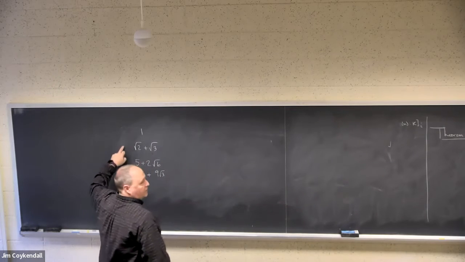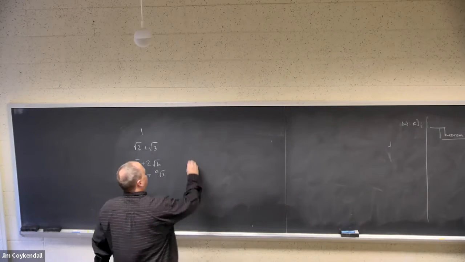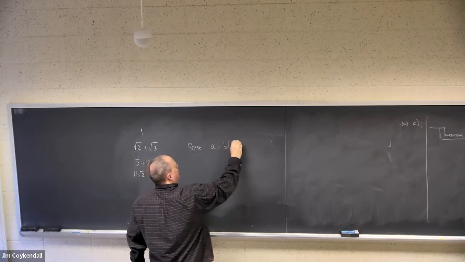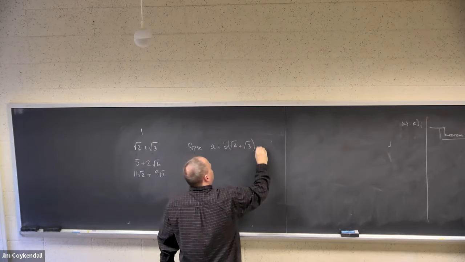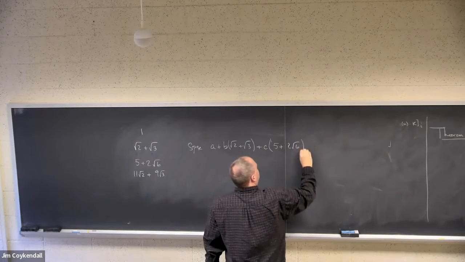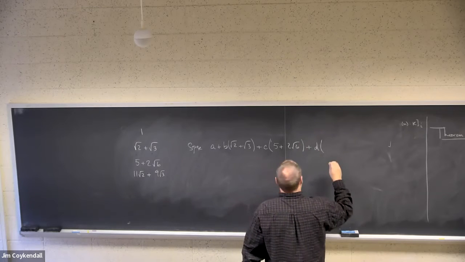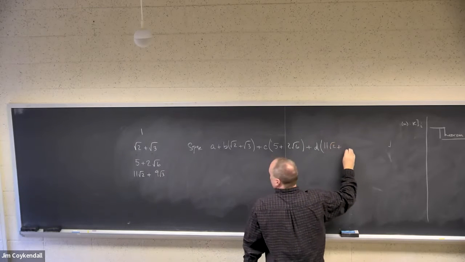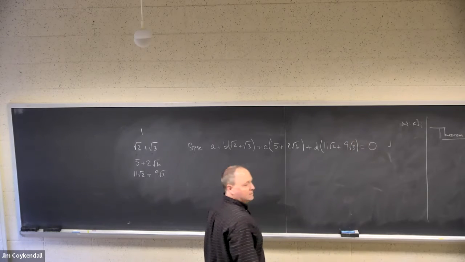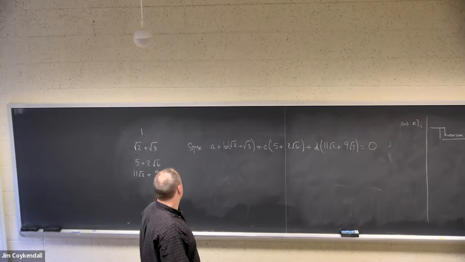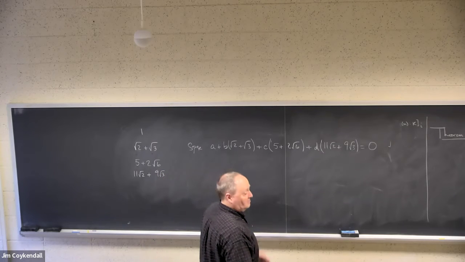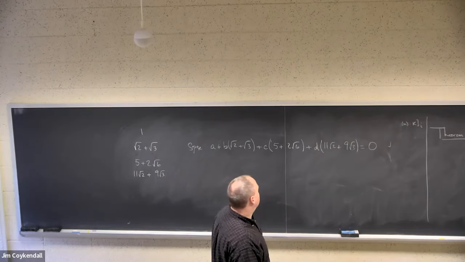So I claim that this is a linearly independent set. So suppose A plus B radical 2 plus radical 3 plus C times 5 plus 2 radical 6 plus D times 11 radical 2 plus 9 radical 3 is equal to 0. Right? And I'm praying here very fervently that this turns out to imply that all the constants are 0.